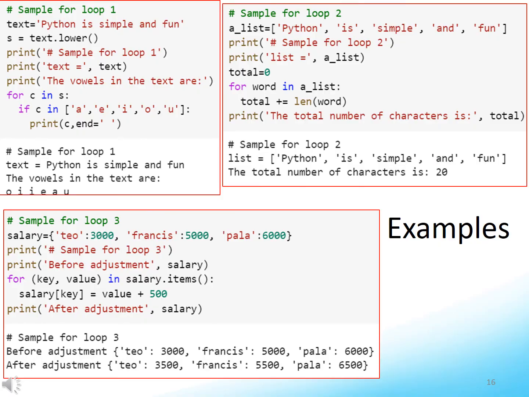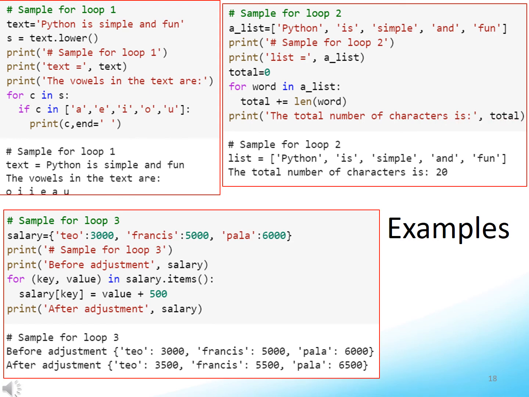In the code for loop 1, the iterable is a string, and the element of the iterable is a character. The loop concentrates on processing the element of the iterable. In this case, it is to check whether the character is a vowel, and print the character accordingly. In the code for loop 2, the iterable is a list, and the element of the iterable is a string. The loop concentrates on processing the element. In this case, it is to compute the total length of all the strings, and print the total accordingly.